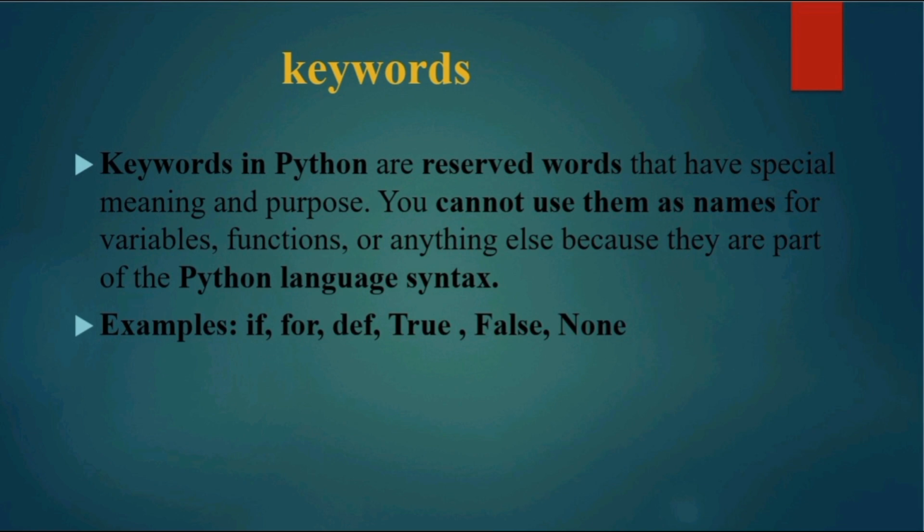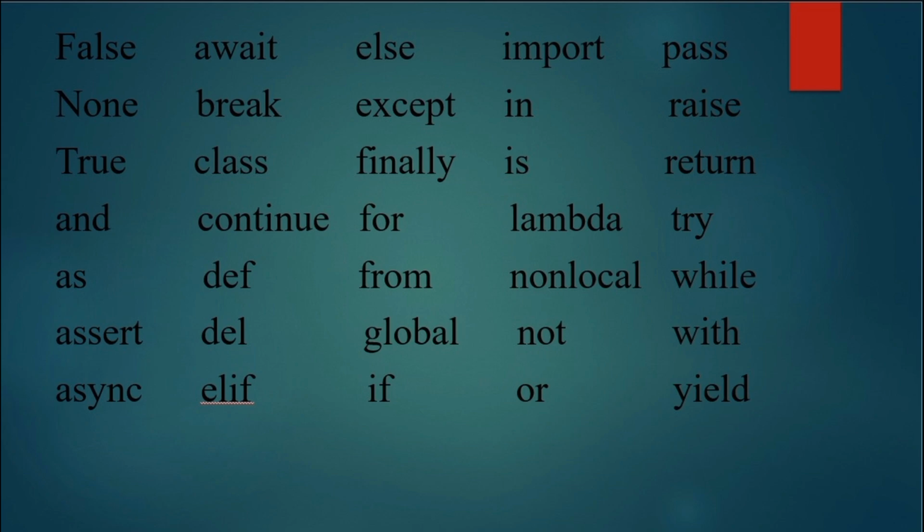Right? So there are 35 keywords. In previous versions it had 32 keywords, so Python has updated. Now it has become 35 keywords. You can see the 35 keywords on the screen. Now let's discuss the identifiers.